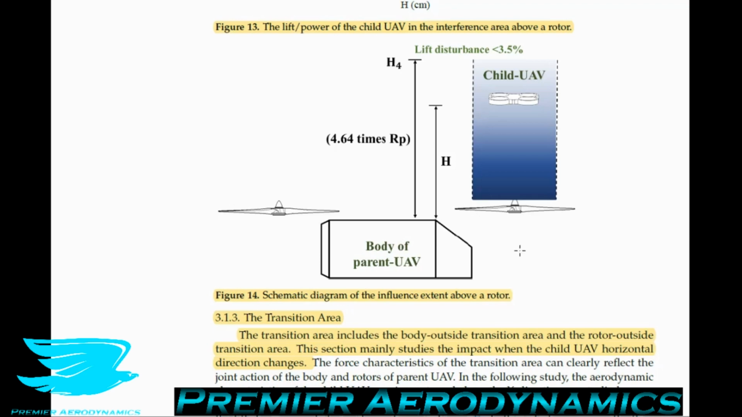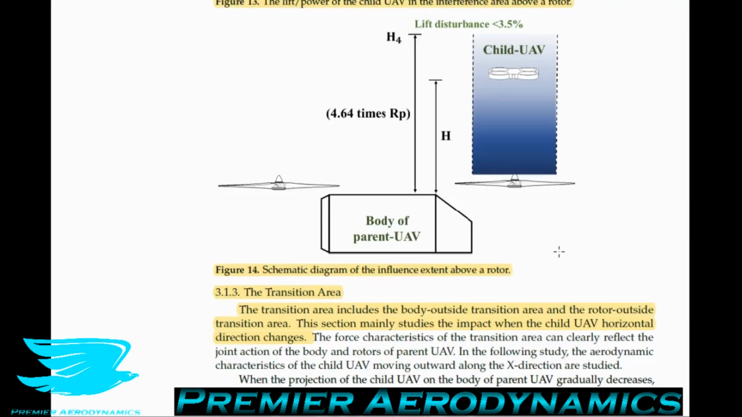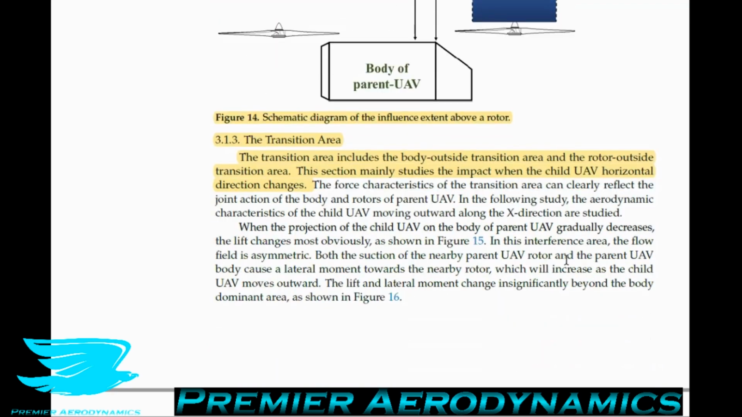So in addition to this configuration, we also have now when the child UAV is starting to enter different zones around the parent UAV. So it's not just hovering above the rotor or just above the body. And this is far more complicated. There are two transition zones that we're going to be looking at. The first is when the child UAV is already inside the envelope of the parent UAV, so it's above it to some extent, whether it's above the body or above the rotor, and it's moving around. That's the first transitional area.